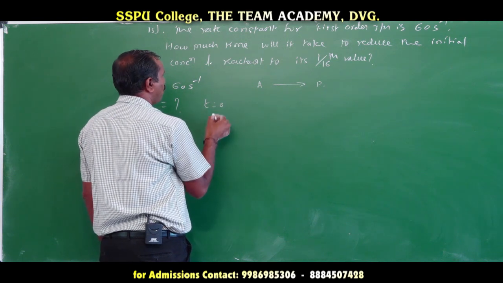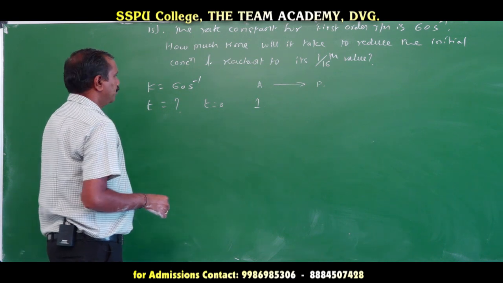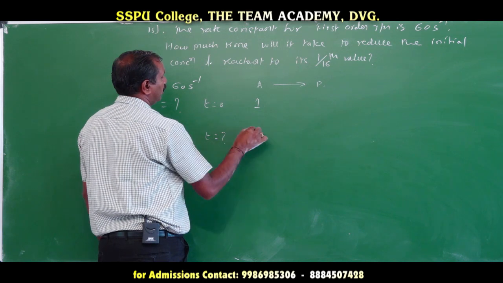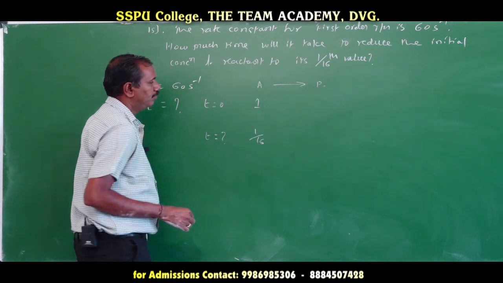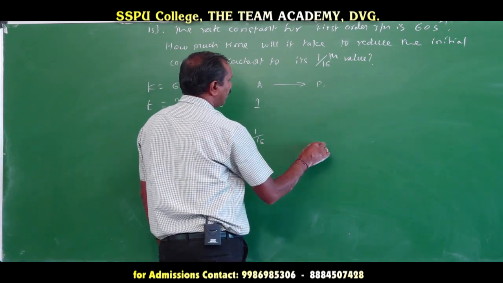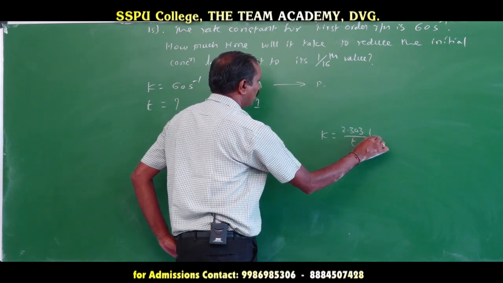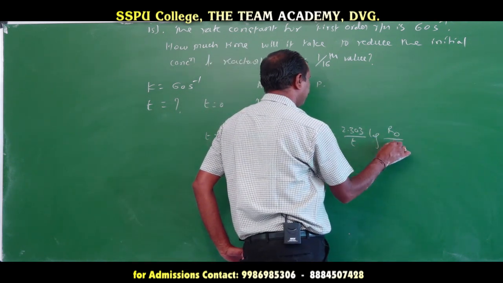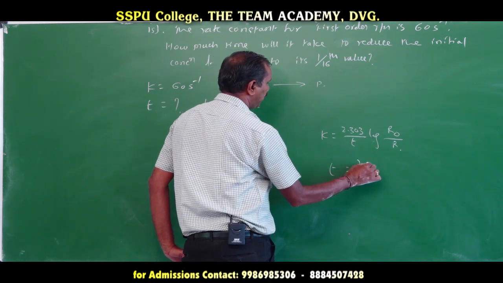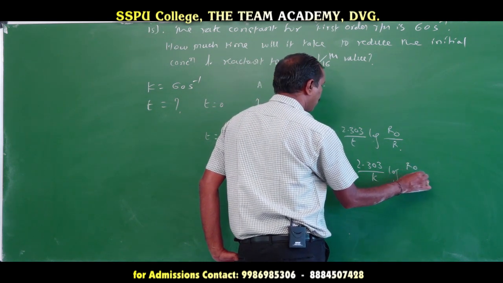When time is 0, the concentration of the reactant may be 1. So how much time will it take to reduce to 1/16? K is given, so it is a first order reaction. K can be calculated using the formula 2.303 by t into log of R0 by R. So t is equal to 2.303 by K into log of R0 by R.